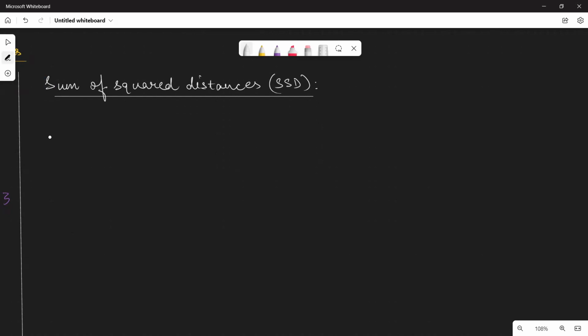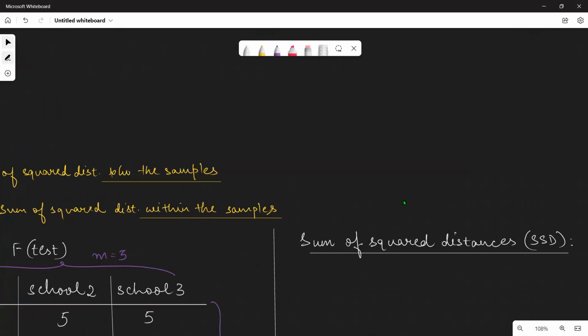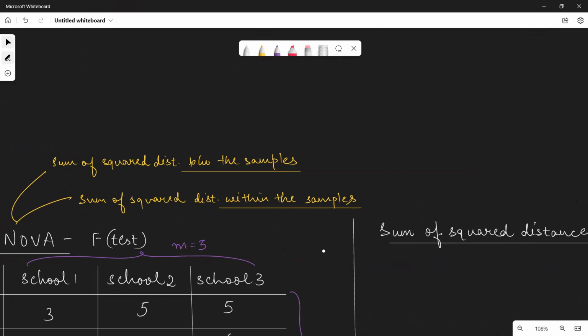From now on, we shall be writing sum of square distances as SSD. Okay, short form SSD. So this is SSD between, and this is SSD within. This is how we represent it: SSD between, sum of square distances between the samples, and SSD within, sum of square distances within the samples.